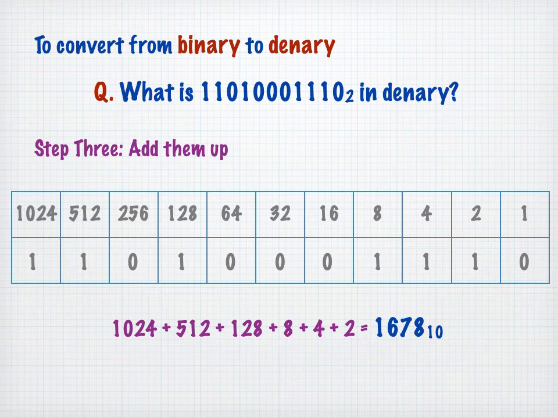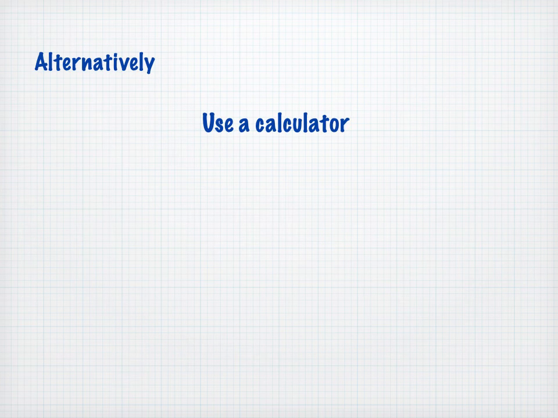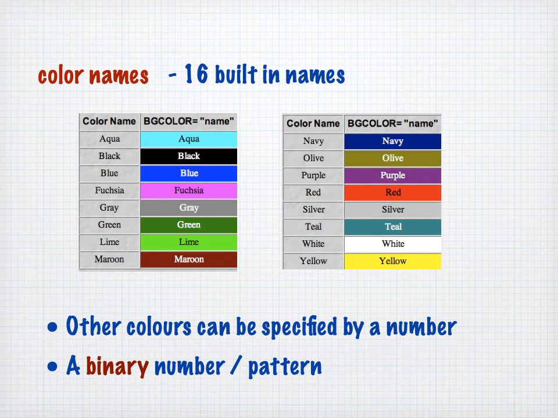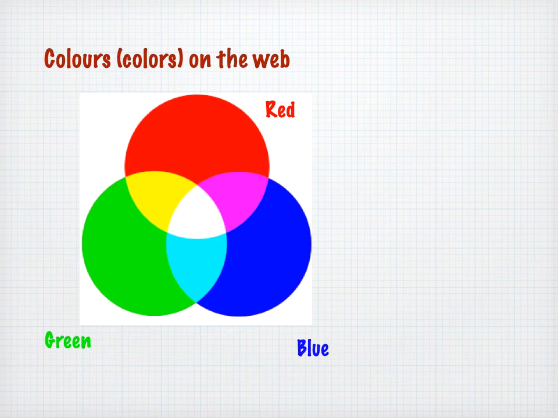Now there is an alternative way of doing this, and of course the alternative way is to simply use a calculator, which is what most people do nowadays. So how is that actually relevant to us? Well, for example, how do we represent colours on the web? We know we've got those built-in colour names, aqua, black, olive, purple, grey, green, whatever. But what we're actually doing here is we're representing colours as a binary pattern. And on the web, colours are done by using amounts of red, amounts of green, and amounts of blue.